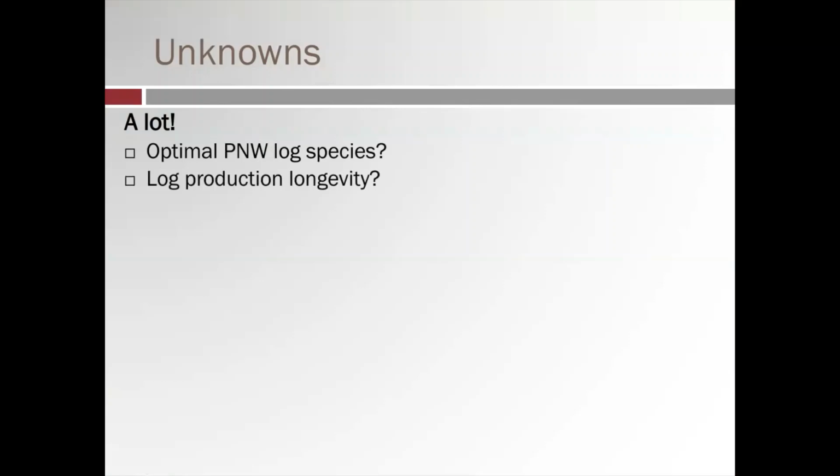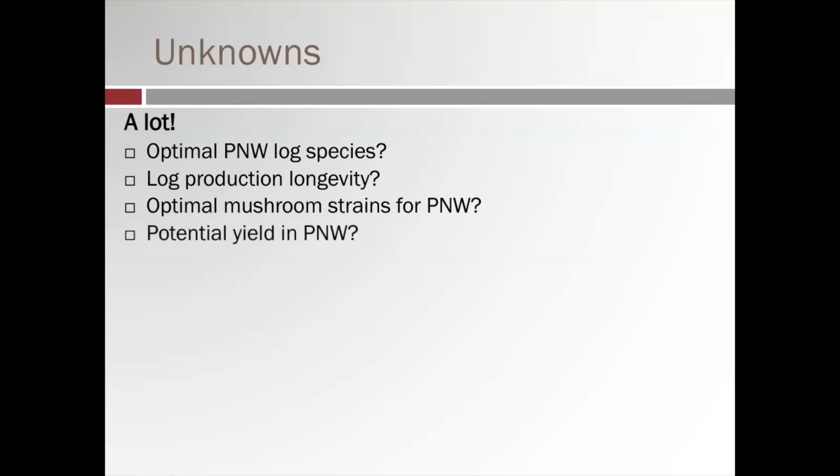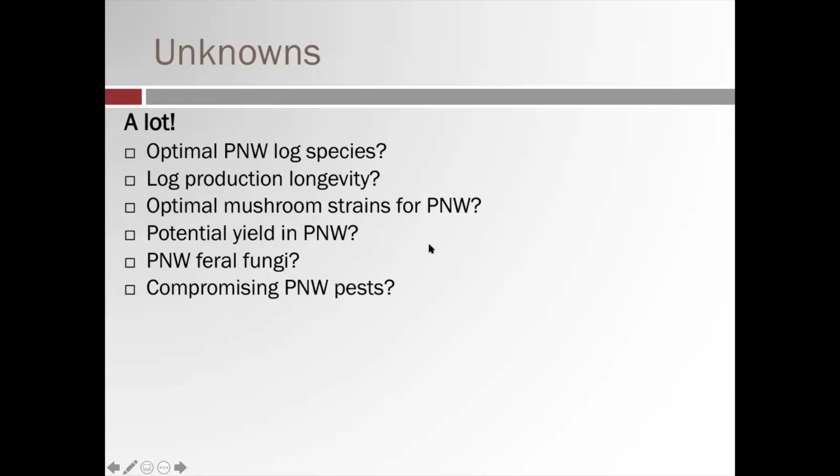All right, so what are some of the unknowns? For the Northwest, there's a lot, actually. What's the optimal log species? Never been tested. What's the optimal log production longevity? So how long are these logs going to produce for? We don't know yet. What are the optimum strains for the Northwest? Again, we don't know yet. The potential yield, unknown. What kind of feral fungi are we dealing with? Or feral or weedy, you could call it weedy fungi too. What other pests does the Northwest have in store for mushroom growers?